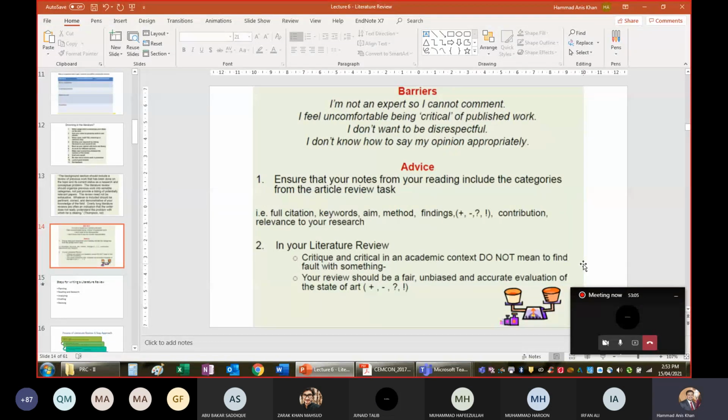Then in your literature review, critique and critical, in an academic context, do not mean to find fault in someone or something. You are not critiquing the person who has done the research. You can be critical about some of the results of the research paper. Your review should be a fair, unbiased, accurate evaluation of the state of the art. So you should be fair and unbiased. You are just putting your point of view, and you can also support your point of view based upon other research as well.